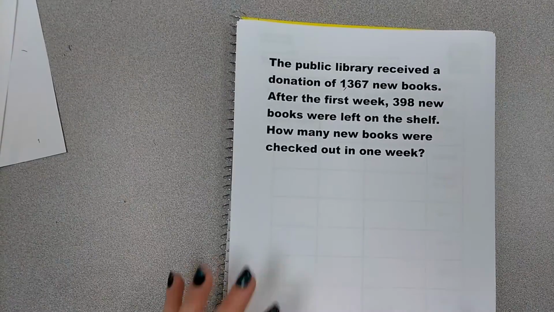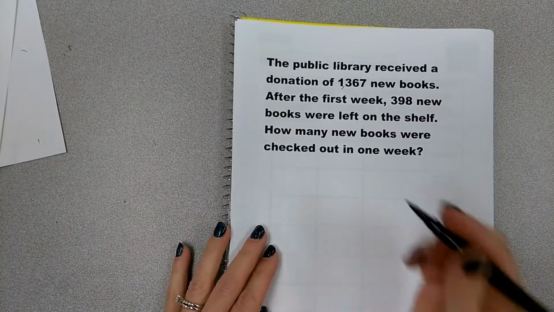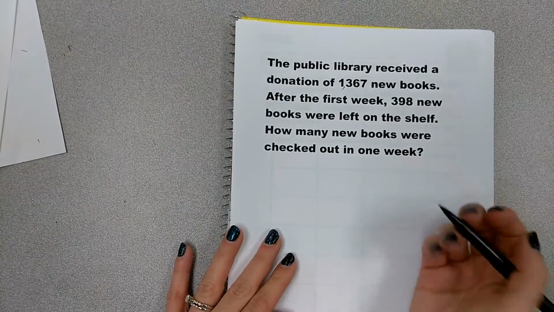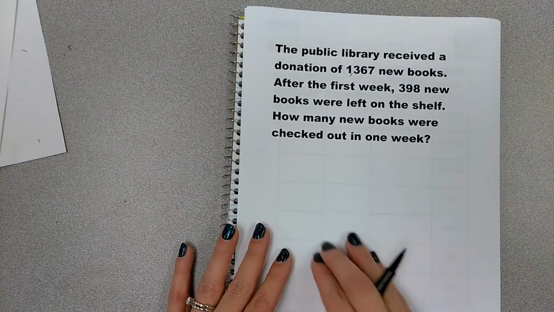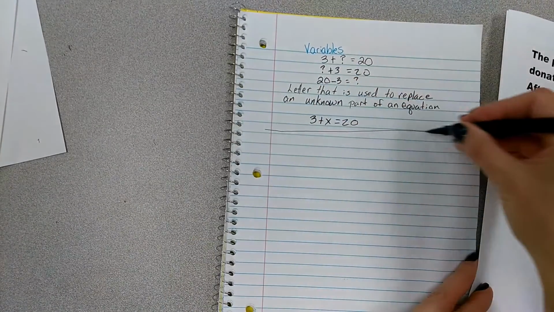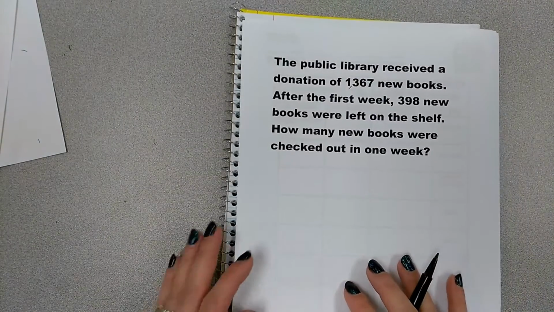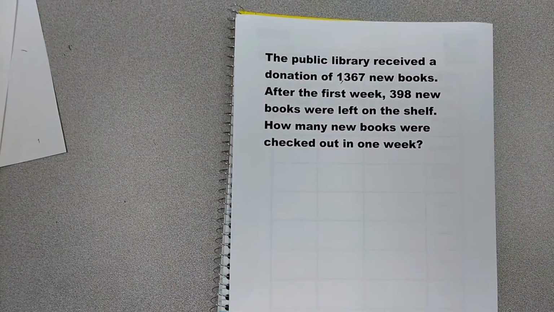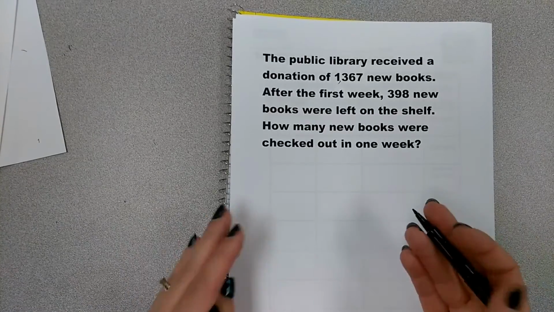Okay, so we have a problem here. And how can we represent the problem using a variable for the unknown? Well, we know that the total, we can also use a strip diagram. So I'm going to use this paper, but I want you to use your journal to work this problem out. But I also want you to write the equation using a variable, okay? So what is the unknown here?